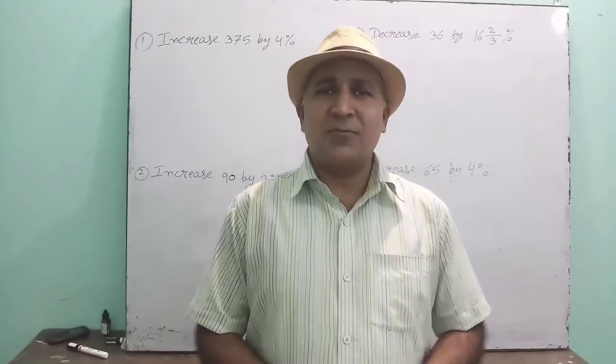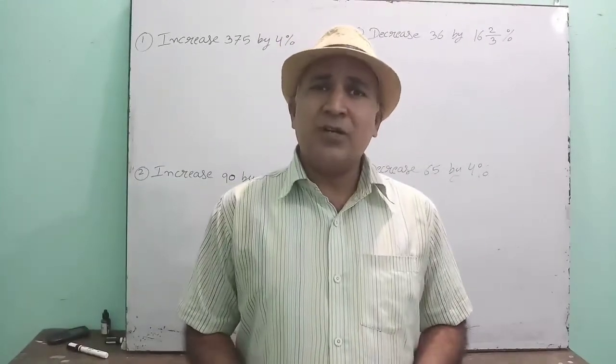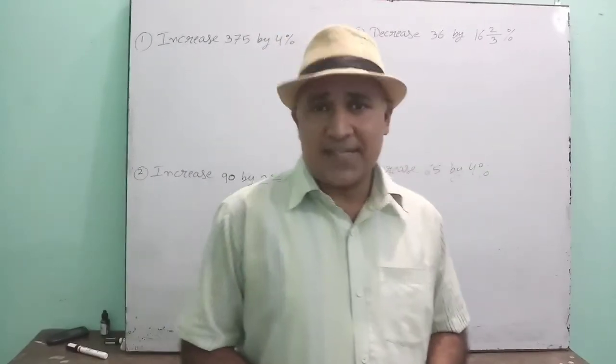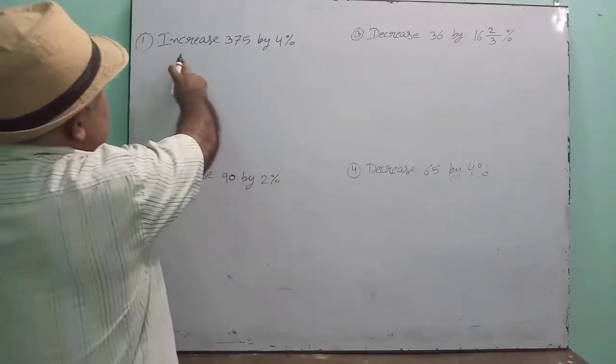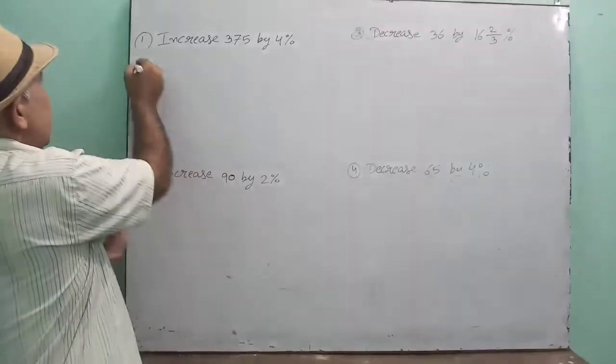Welcome back. This is your mathematics class and we are studying the percentage chapter. Two exercises we have solved. Today we are going to solve the third exercise. Okay, so see the questions. The first question is increase 375 by 4%. See how to solve.